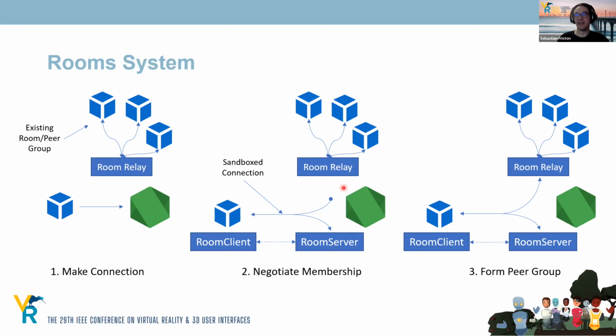So this is a peer group I want to join, and the client is going to communicate with this object. When it negotiates membership, the server will start to forward messages between all the peers in the room. So effectively, we grow the peer group to include all the peers in the room. Put another way, when the client starts, it forms a peer group with the server, and then the server sandboxes that peer group until you negotiate membership, and then it acts as a hub.